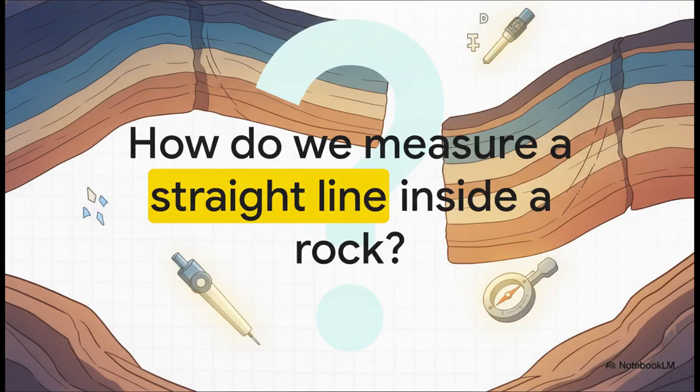Section 3, Measuring Lines and Planes. Okay, so we've mastered flat 2D planes like bedding surfaces, but nature isn't always so accommodating, is it? What if you aren't measuring a flat surface at all? What if you need to measure the orientation of a straight line plunging deep into the earth, like the axis of a fold, or maybe the scratch marks left behind by a fault moving? For that, we need a slightly different set of tools.